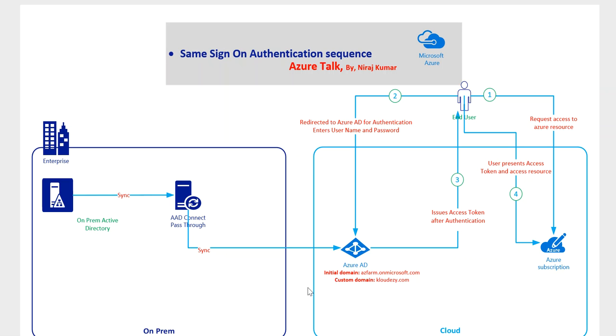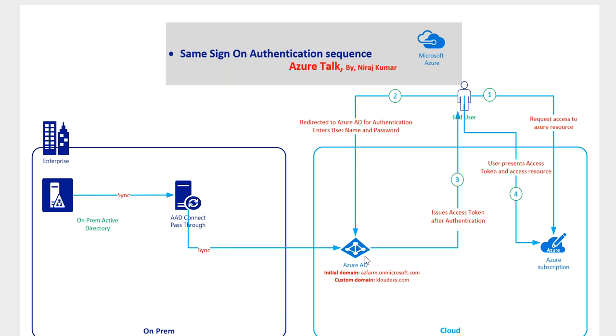It's very transparent to the user, but essentially what they are doing is using same sign-on, which means they are using an identity which is sitting in Azure AD and which has the same password, and they are getting authenticated against Azure AD. So this is the same sign-on authentication. Same way, the user tries to access the resource, and it gets redirected to the Azure AD authentication portal.